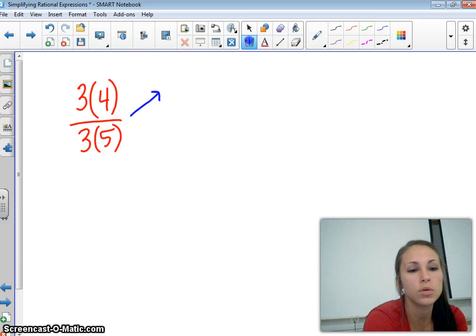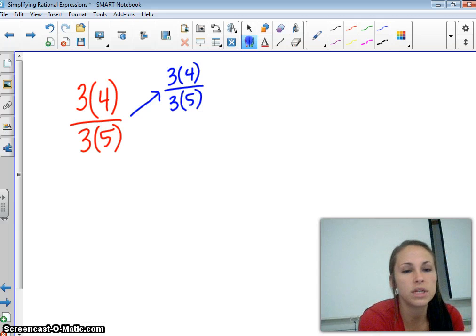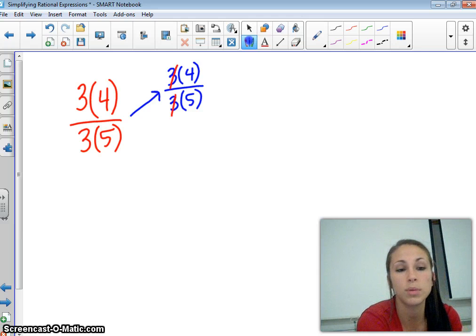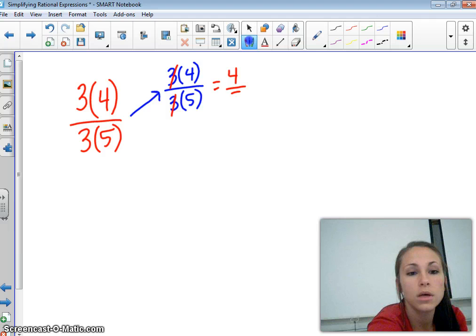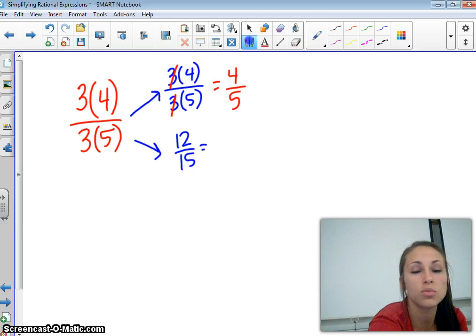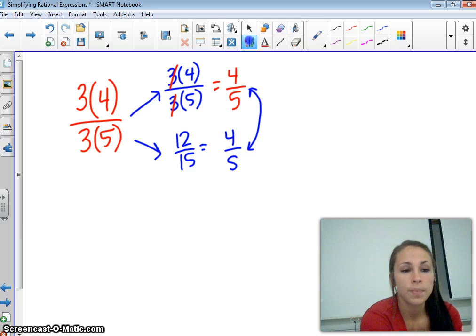The first way would be to go ahead and take my problem, 3 times 4 divided by 3 times 5, and say, okay, well, I can go ahead and cancel those 3's out because 3 divided by 3 would be 1, and it would leave me with 4/5. So I could do that. The second way that I could do it would be to multiply this. So 3 times 4 would be 12, 3 times 5 is 15, and then I could reduce that fraction to get 4/5. And these two things give me the same thing. So it works.